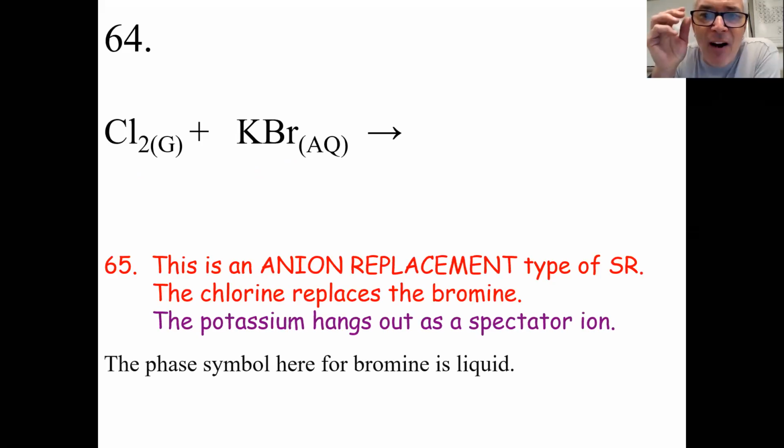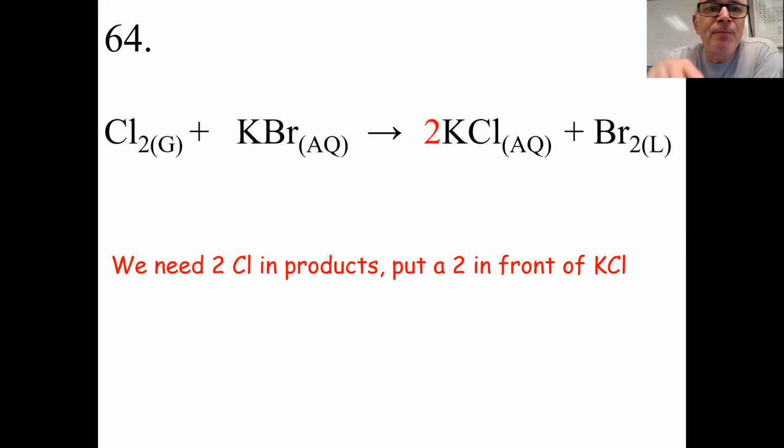This is called an anion replacement. The chlorine will replace the bromine, and the potassium will be the spectator ion. Bromine is going to be a liquid on the other side. So we're going to need 2 chlorines in the product. So I'm going to put 2 KCl. See how the chlorine replaced the bromine and the bromine bumped out, and the bromine is Br2.